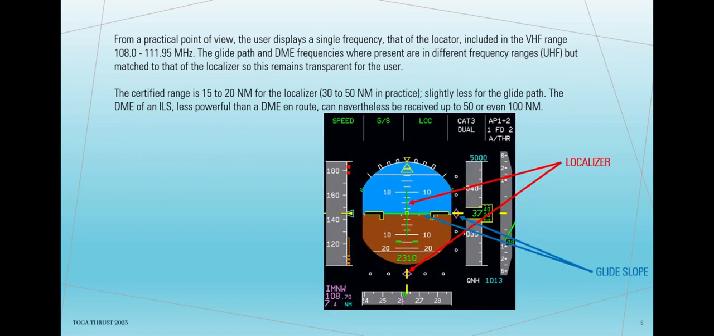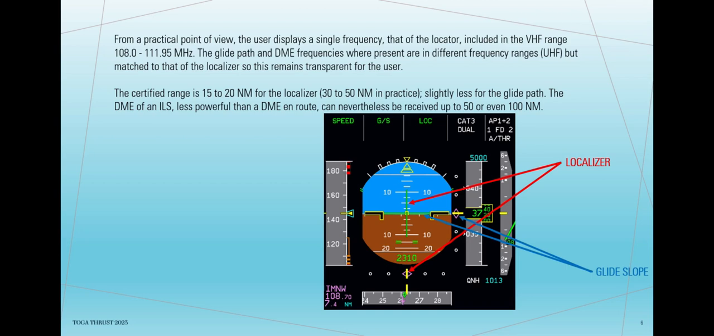From a practical point of view, the user displays a single frequency, that of the localizer, included in the VHF range 108.0 to 111.95 MHz. The glide path and DME frequencies, where present, are in a different frequency range, UHF, but match that of the localizer, so this remains transparent for the user.